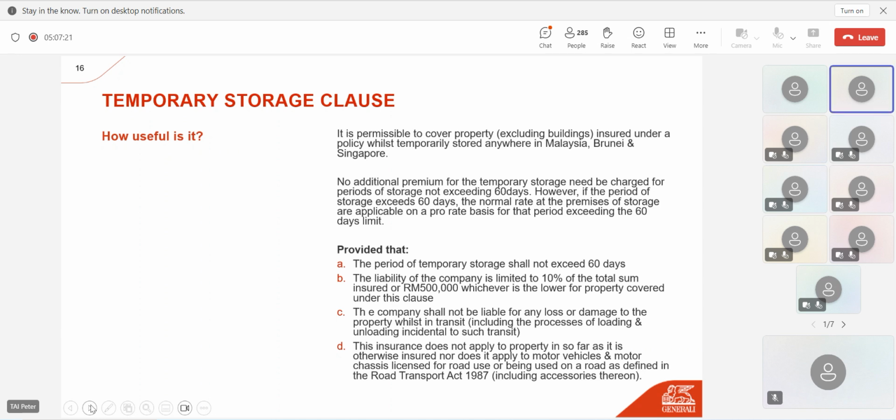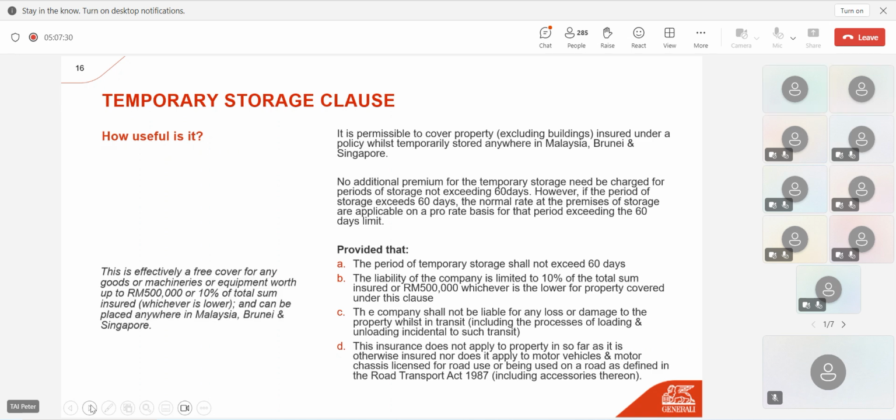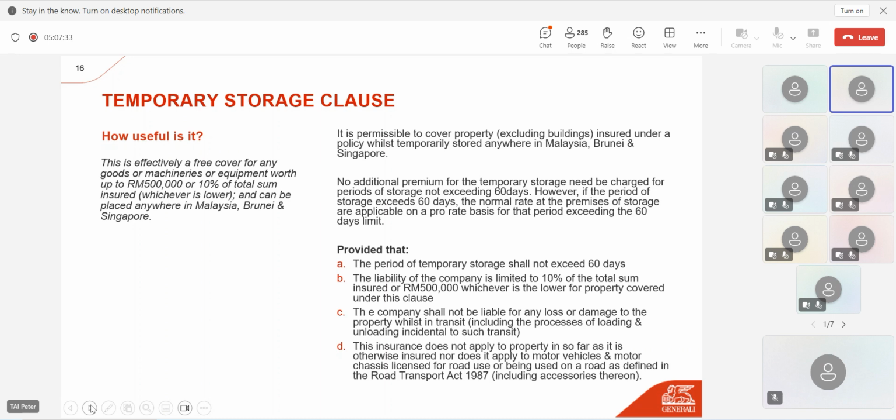I hope you all understand what this temporary storage clause is all about. So how useful is it? Let me share with you. This is effectively a free cover for any goods, machinery or equipment. Buildings are definitely not allowed, but goods, machines or equipment are allowed. So long as they are worth up to 500,000 or 10% of total sum insured, whichever is lower, they can be placed anywhere in Malaysia, Brunei, or Singapore. Like I said, this is a fantastic free cover.